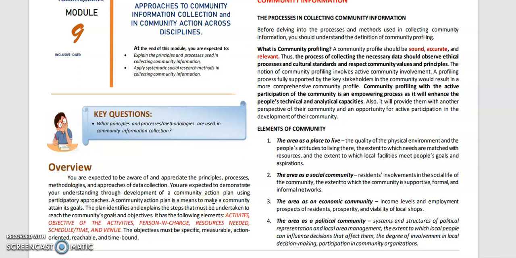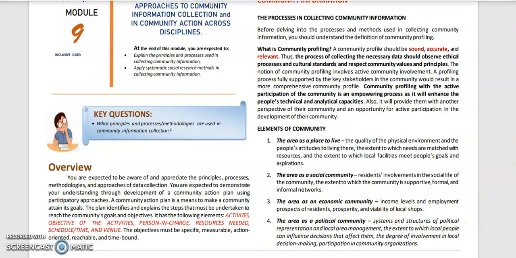The plan identifies and explains the steps that must be undertaken to reach the community's goals and objectives. It has the following elements: activities, objective of the activities, person in charge, resource needed, schedule, time, and venue. The objectives must be specific, measurable, action-oriented, reachable, and time-bound.